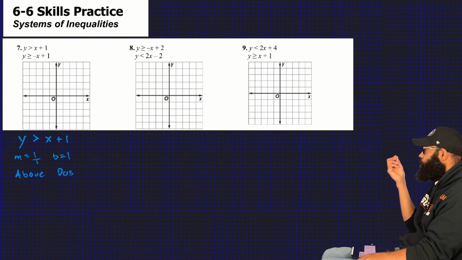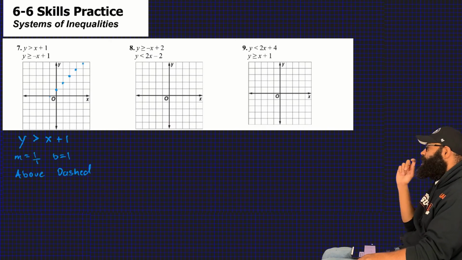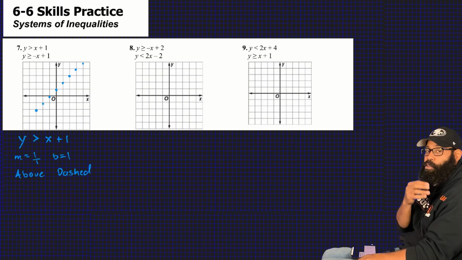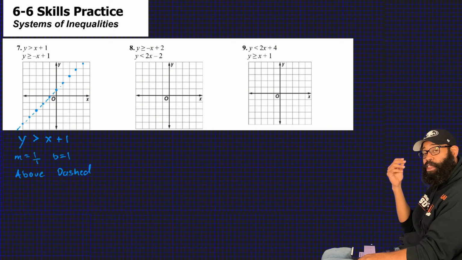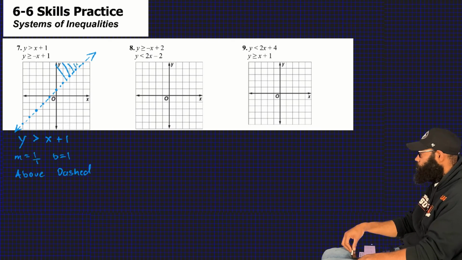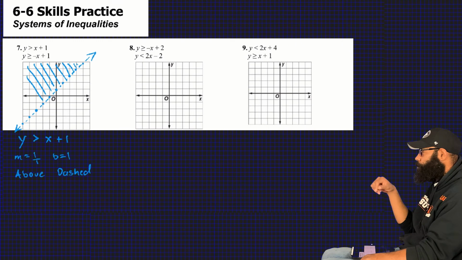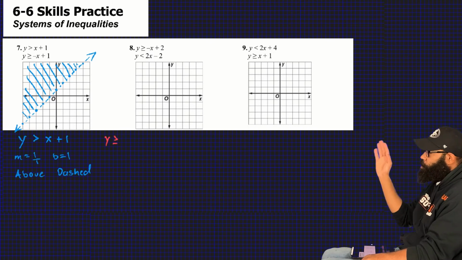Now the above and dash. Above because it's greater than. Dash because it's not equal to. So I'm answering those questions because I know the answer. If you don't know, then I can tell you. I'll tell you on the next one. We're shading above because it's greater than. Everything greater than y, or greater than the boundary line, right?